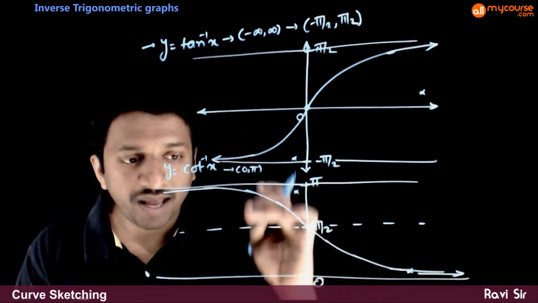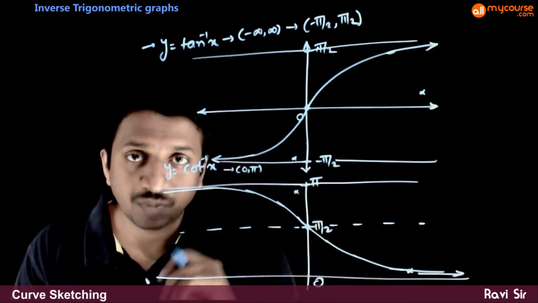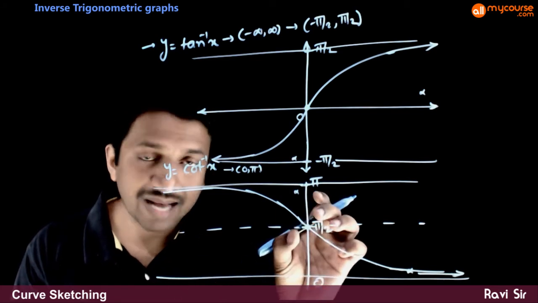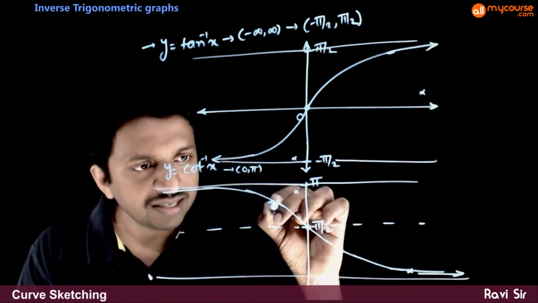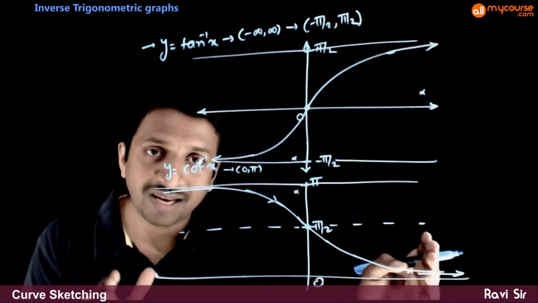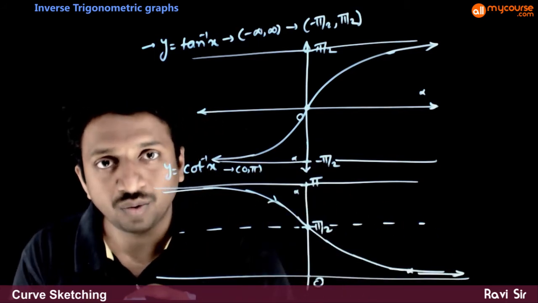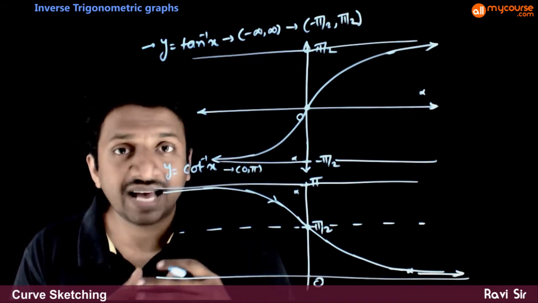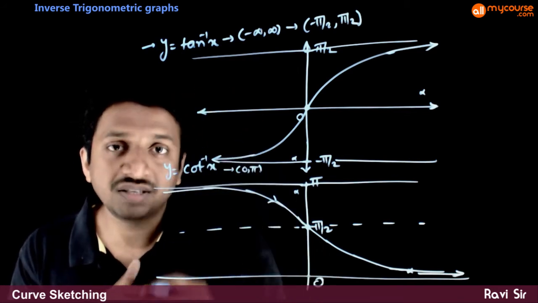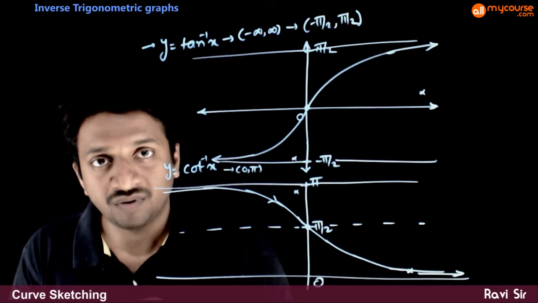So the graph is a decreasing graph which looks like this. y is equal to pi and y is equal to 0 are asymptotes. It passes through 0 comma pi by 2. It's a decreasing graph. The domain is minus infinity to plus infinity and the range is 0 to pi. So these are the graphs of tan inverse x and cot inverse x.